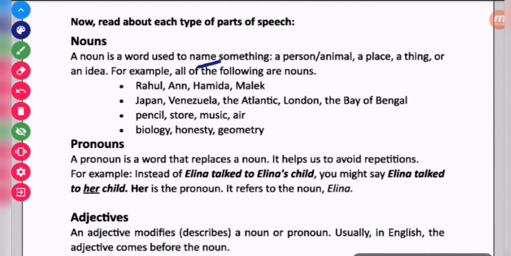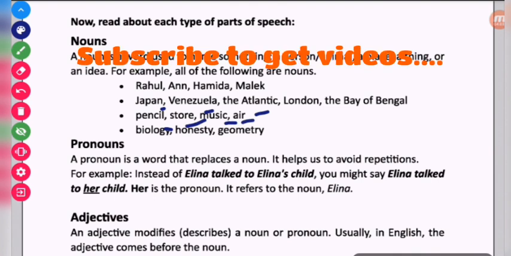For example, all of the following are nouns: Rahul and Hamida Malik, these are names of persons. Then Japan, Venezuela, the Atlantic, London, the Bay of Bengal, these are names. Pencil, store, music, these are also names. Biology, honesty, geometry, these are also names. Now we can understand that all kinds of names are nouns.